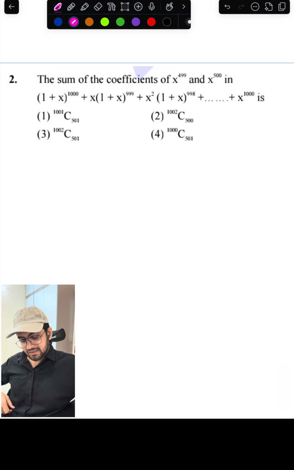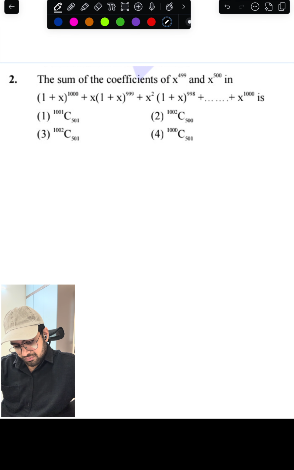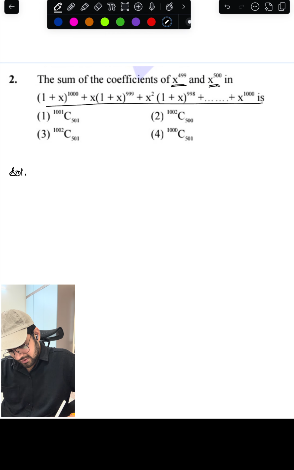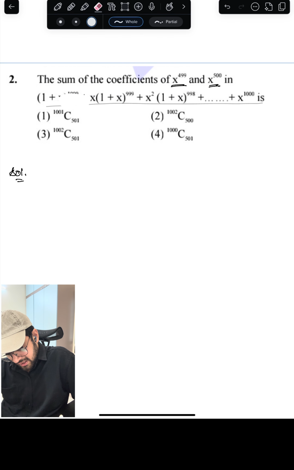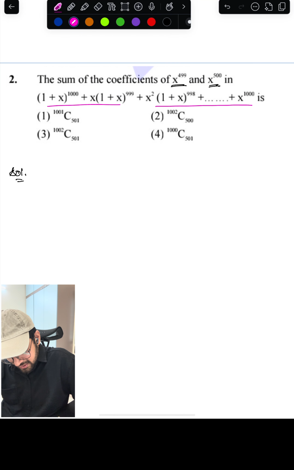So what is given here? Second question: the sum of the coefficients of x power 499 and x power 500 in this particular expansion, right? So let's try it. Clearly, if you observe the given expression here, can I say it is in GP? How can we say it is in GP?